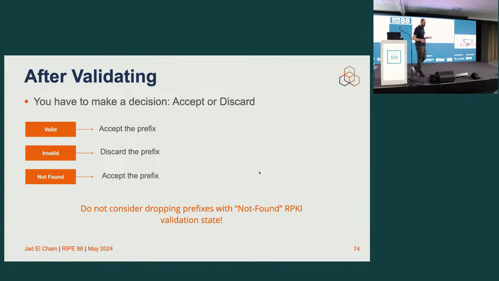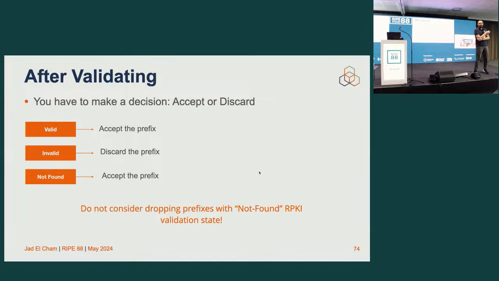So typically, if there's a valid route, you should accept it. You should accept the prefix. If there's an invalid prefix, you drop the BGP message. You drop the route. You don't accept it. Now, if there is one that is marked as not found, chances are you need to accept it because that's around 45% of the routes on the internet.